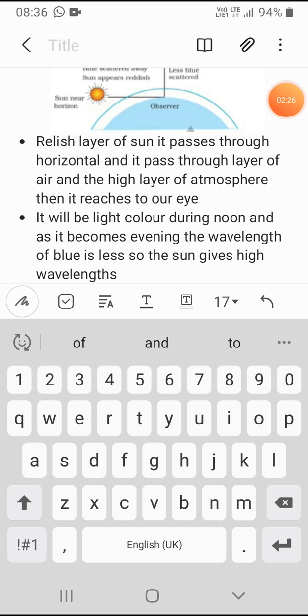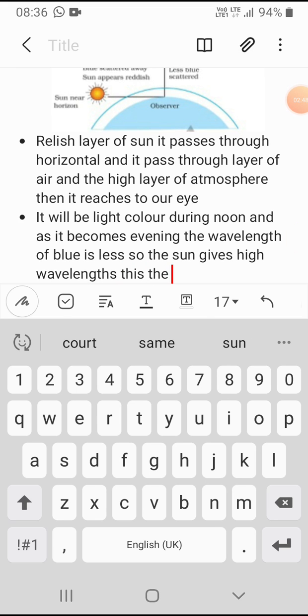I said the sky is blue because of the short wavelength, and because reddish color has a long wavelength, the sky will not be red. But the sun gives the long wavelength, thus the reddish color appears.